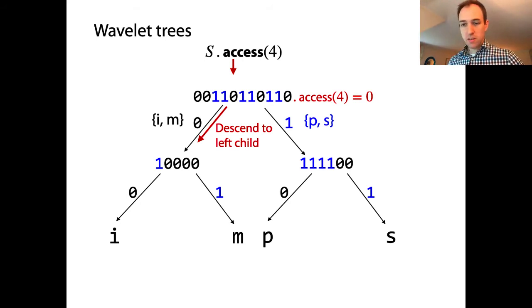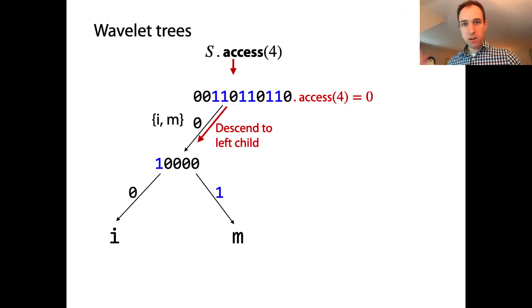For the sake of clarity, I'm going to get rid of part of this tree. We don't need it anymore. We've descended into the left child, so we don't need that stuff that was on the right. Now we're here. We're at this internal node, and we'd like to ask a new access question here. But the question is, what position do we want to access? Well, let's remind ourselves. Let's go back up here.